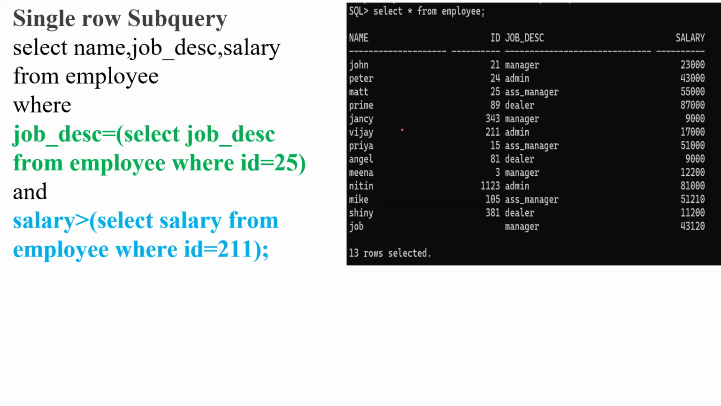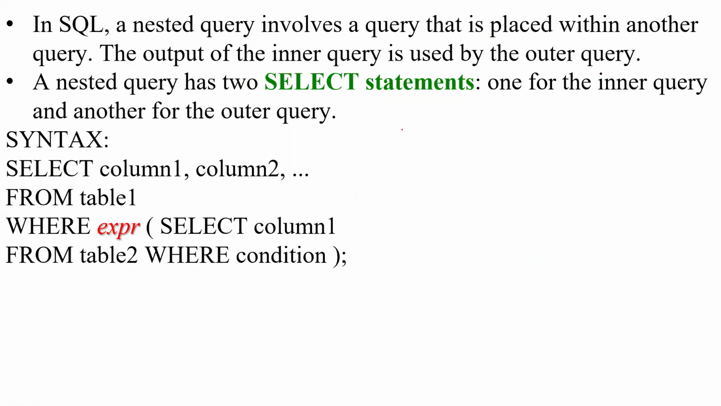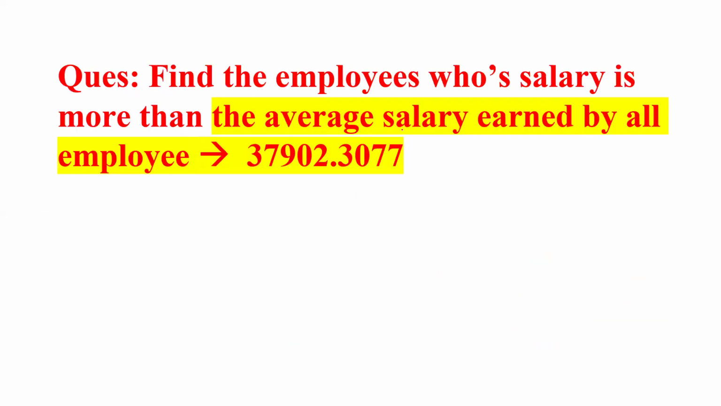I hope you understood. Please remember the difference between single row subquery and multiple row subquery, and read the question carefully in order to divide the question into parts, because your outer query output will be retrieved based only on the inner query output. So please read the question properly and retrieve the answer correctly. I hope you understood this class. Thank you all.